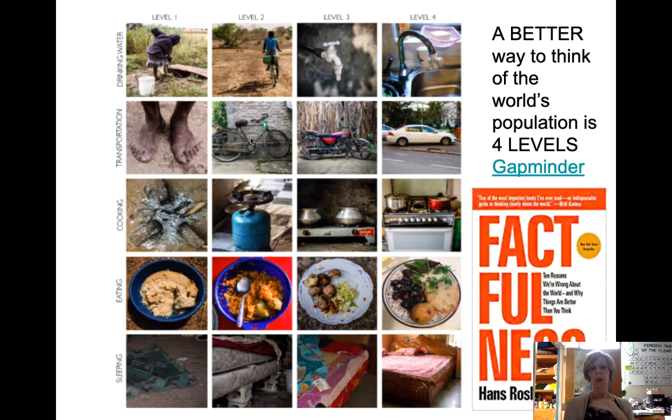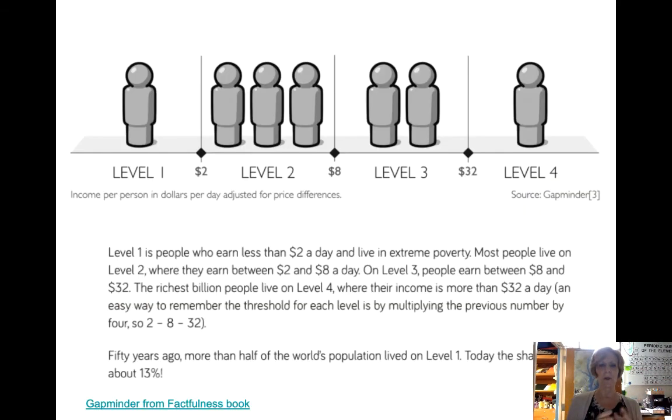A level 2 country might have bikes that you can pedal. Level 3 might actually have motorcycles. And a level 4 country would have a car. All right, so it just kind of gives you a better visualization of that.